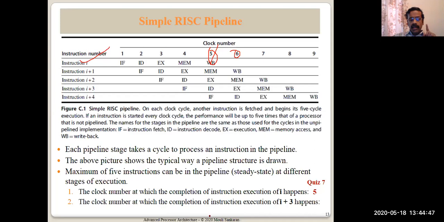The clock number at which the completion of instruction execution of I plus 3 happens. When does I plus 3 complete? You can see when the WB is here and which clock number, you can see the answer. It is very trivial. I hope it is clear to you why I am saying that actual completion formally happens when the instruction is going out of the pipeline. This instruction I will be out of the pipeline after 5. Okay, so it is completed.